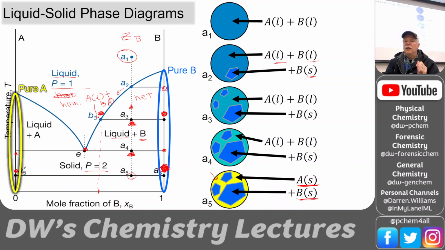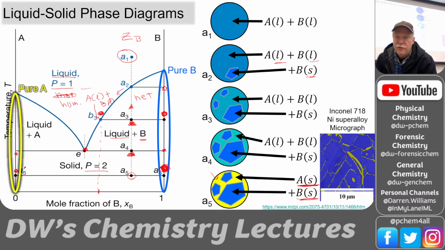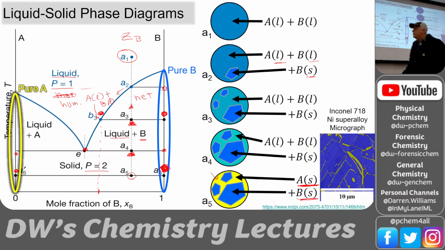And I chose these colors because this is a great micrograph of Inconel 718. It's a nickel superalloy. And so you have the nickel, and then you've got this mixture of nickel and whatever it's alloyed with as far as the yellow. So it's mostly B and a little bit of A holding it together.